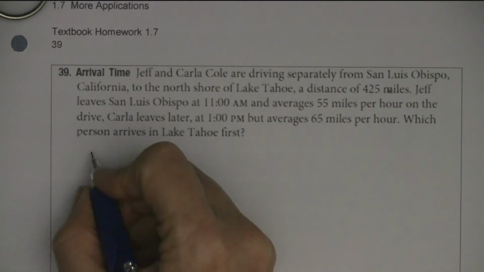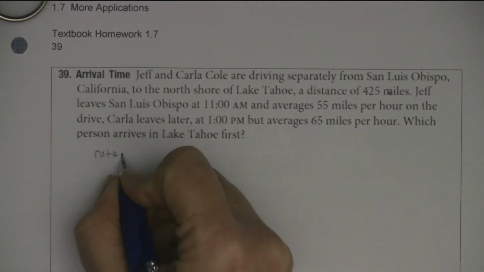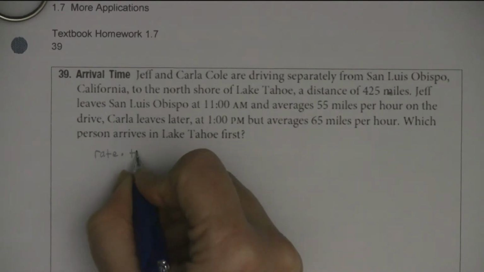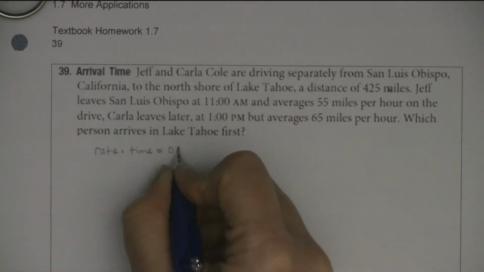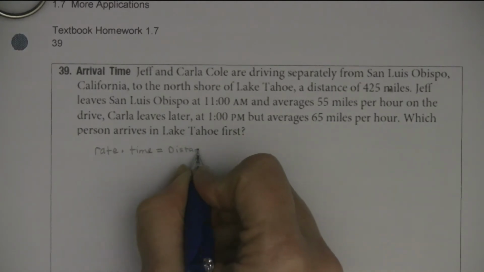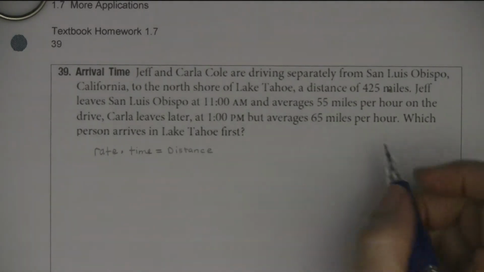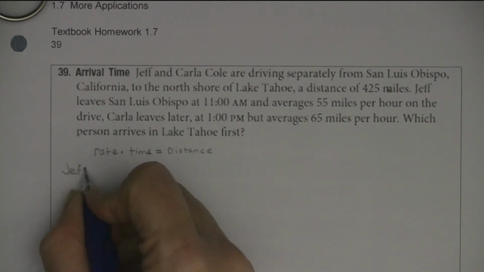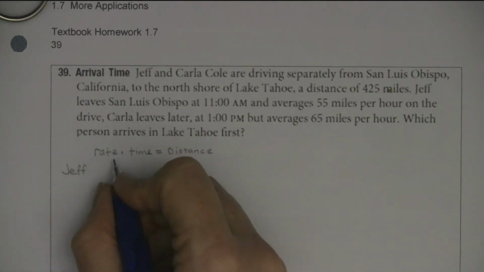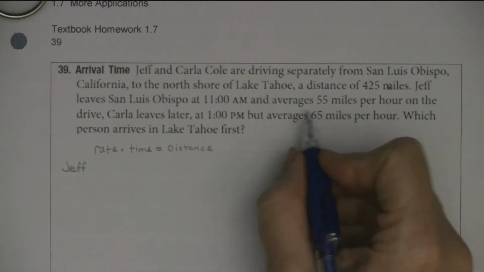And so that is, you multiply the rate by the time, and that gives you the distance. And that's actually a formula that they give you in your textbook, right? And so in our case, this is just for Jeff. We know that his rate is 55 miles an hour, and they say that's his average.